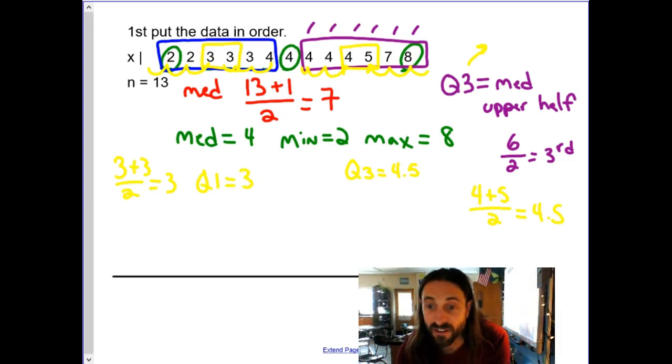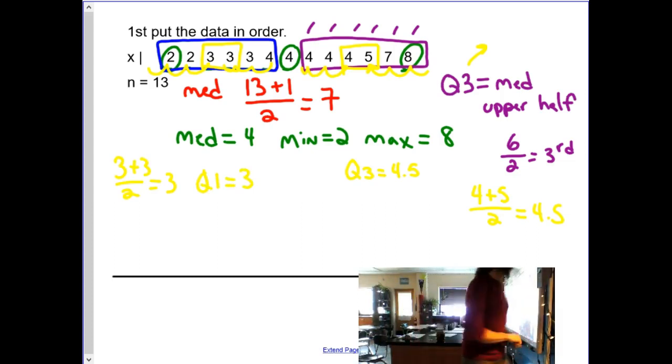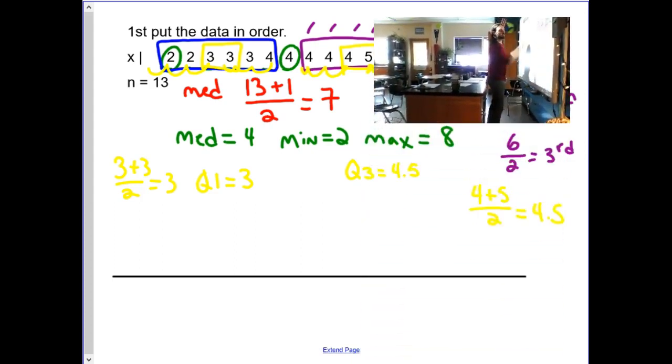Now I have my 5 pieces of information. Yay! I love having 5 pieces of information. So now what I need to do, I'm going to move my picture out of the way, is actually make this plot. So here I've got a number line. Let me see, I need to go from 8 to 2. Let's just do it this way.